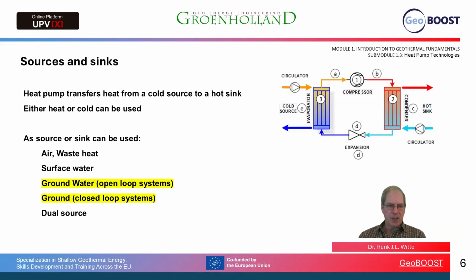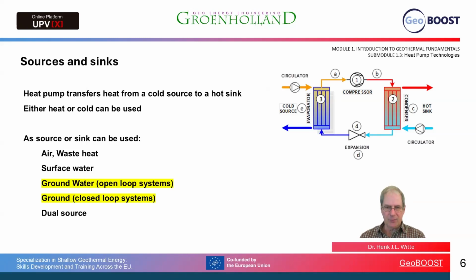Before we go into the cycle itself, we need to consider sources and sinks. Here in the diagram on the top right, you can see on the right a hot sink and on the left a cold source. And the heat pump transfers heat from this cold source to the hot sink. Obviously, we can use both sides. If we want to cool the building using the heat pump, we can use the cold source and reject heat to the ambient on the condenser side on the hot sink.